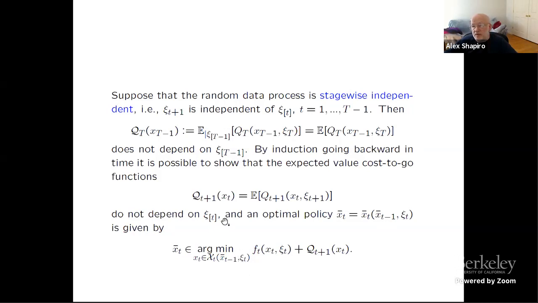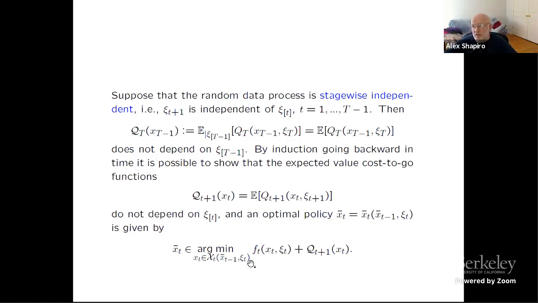So if somehow I can compute these functions and keep them in computer memory, in a sense I solve the problem, because my optimal solution will be given by this sequence. I can go forward, generate my data, these observations, and every time, if I can solve that, I solve the problem.